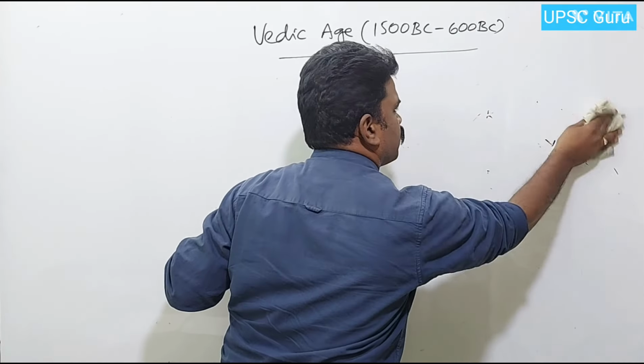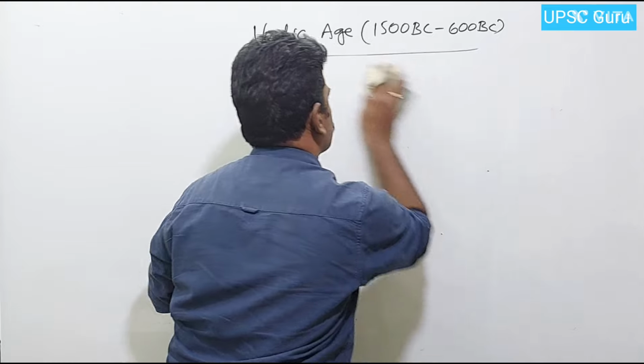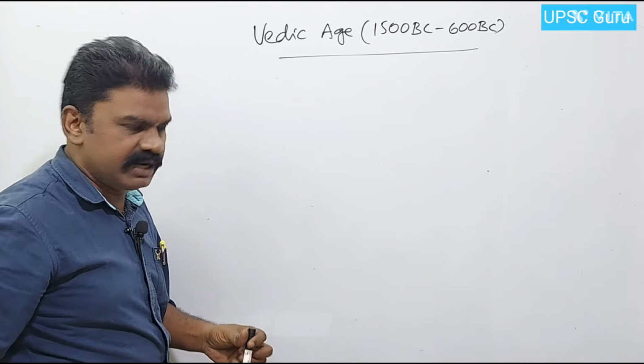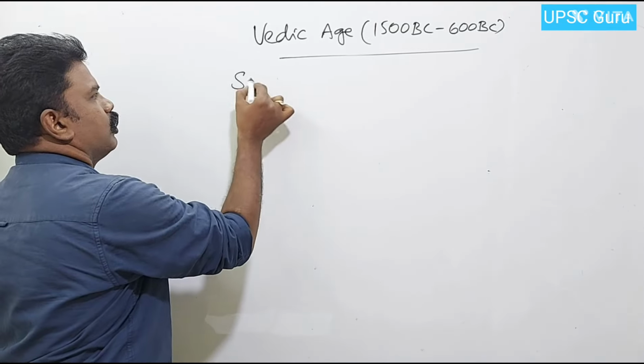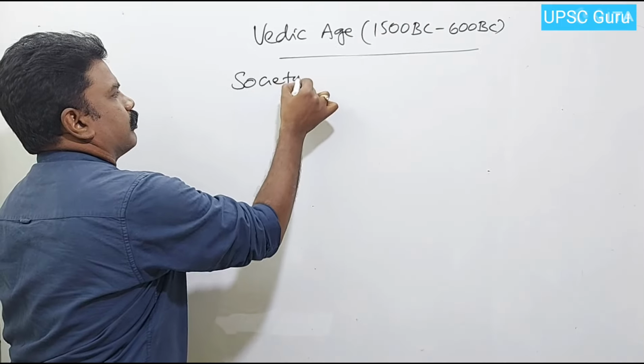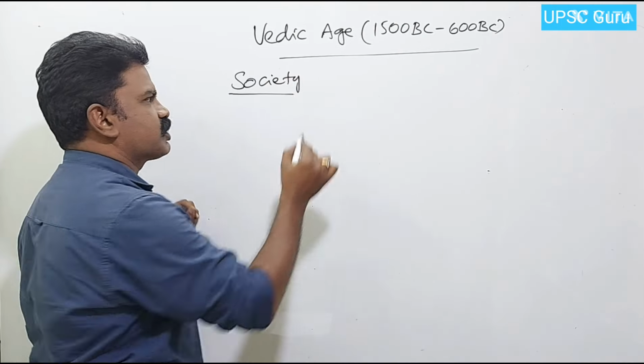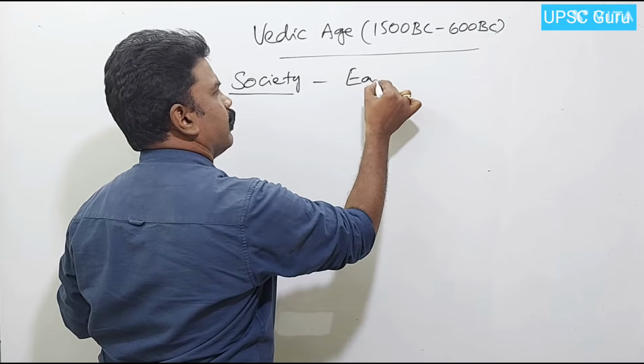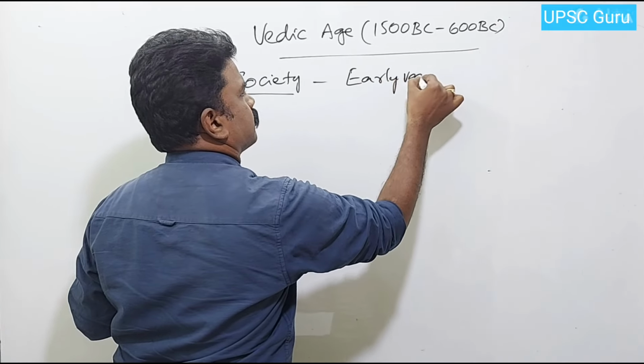Now coming to the social conditions, or society, of the early Vedic period and the later Vedic period. First, we will take the society of the early Vedic period.